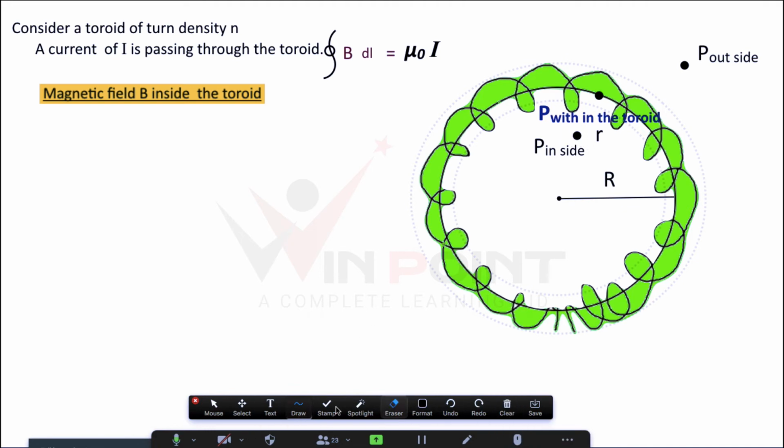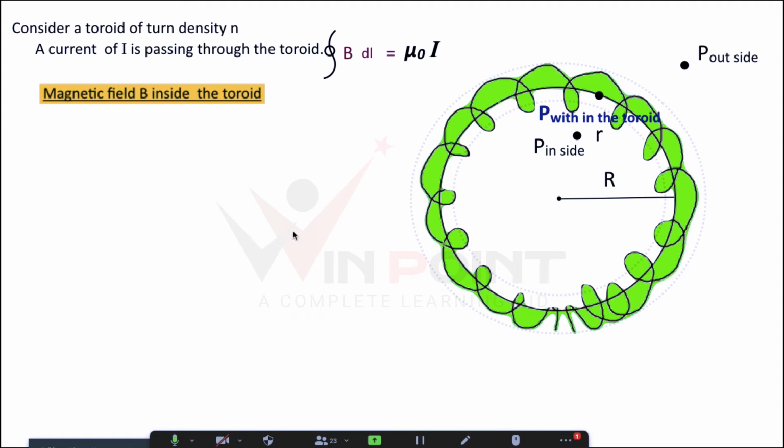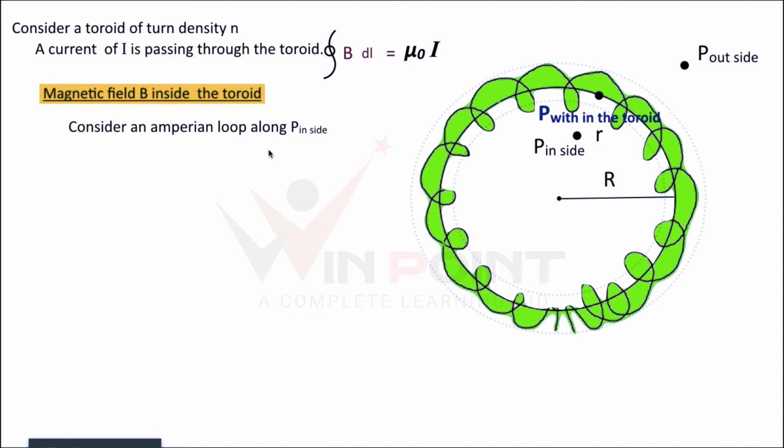First, what we need to do here is consider an Amperian loop along P inside. This is my Amperian loop. What will be the total current inside the Amperian loop? It will be 0, because inside this Amperian loop there are no turns, there is no current. No part of the toroid is included in this Amperian loop.